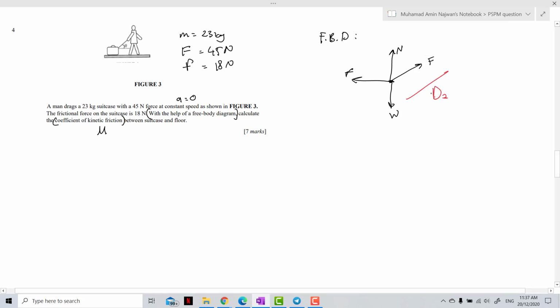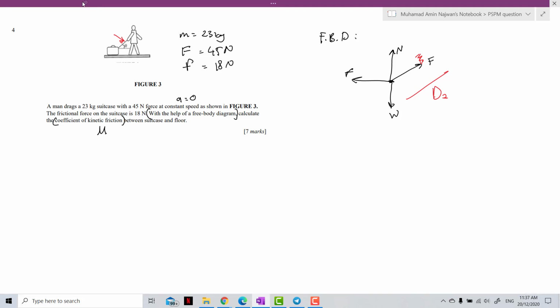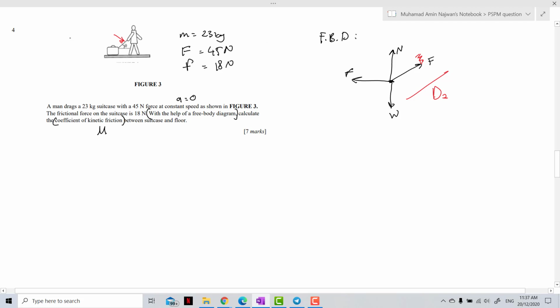If you tak betul, katakanlah, "Alah sir, saya nampak ni macam tali lah sir." So, saya buat sini T lah. Okay. If you buat T, you salah, you dapat D1. Asalkan yang penting, you draw. Tapi kalau drawing you banyak salah, you won't get any marks for that lah. So, dah D2. Settle. So, now the question minta mu.